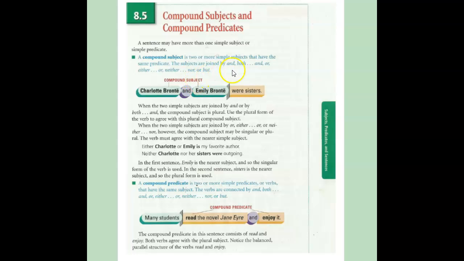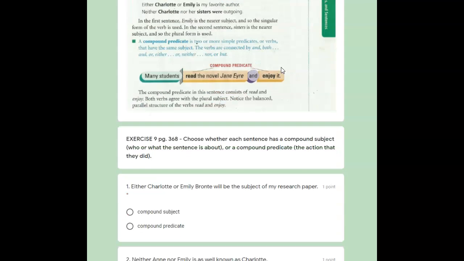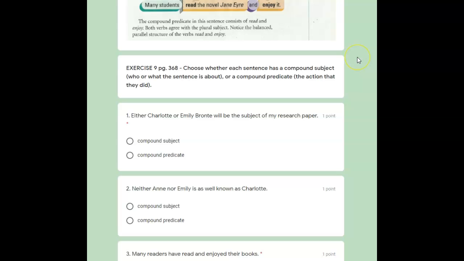Again, compound just means two or more. So with this lesson, you're going to have two or more subjects, who or what the sentence is about, or two or more predicates, whatever it is that the subjects do, their actions. Okay, so for Lesson 9, you're going to look at the sentence and then tell me, does it have more than one subject, who or what that sentence is about, or more than one predicate, the action that's being done.